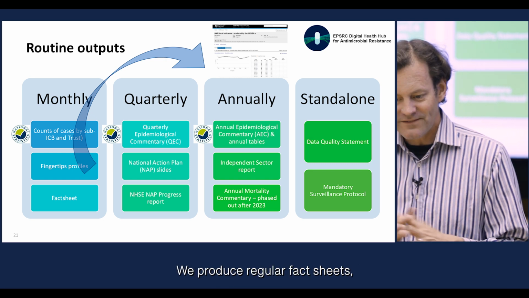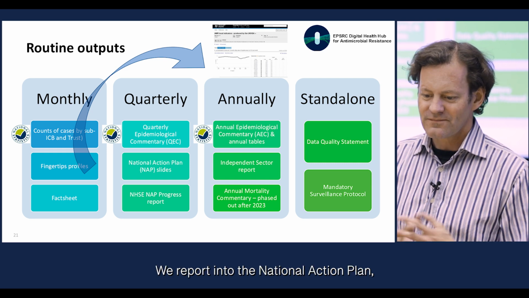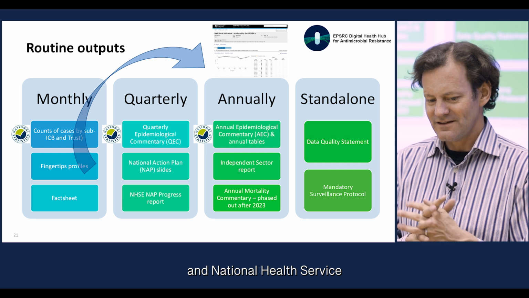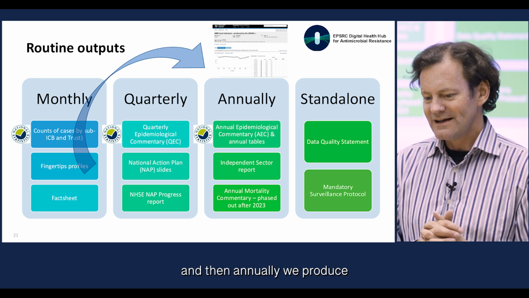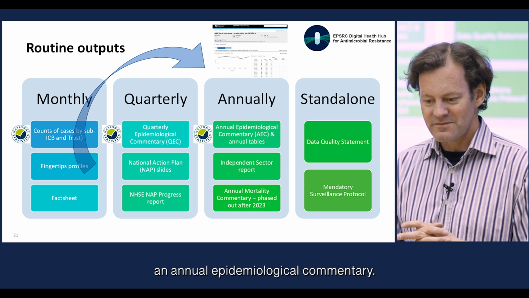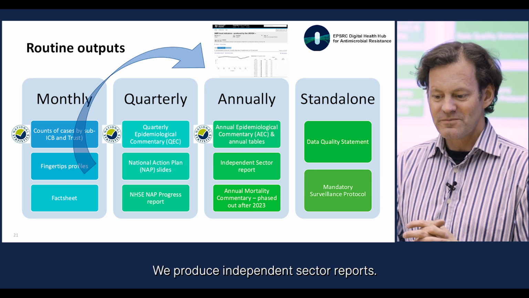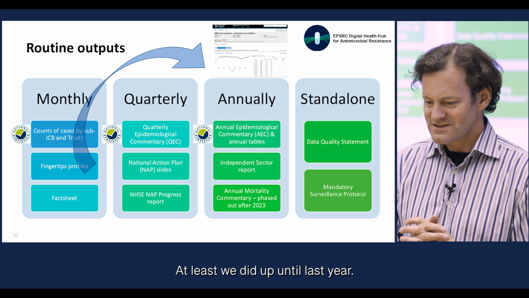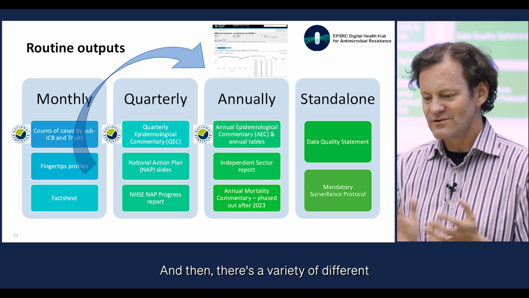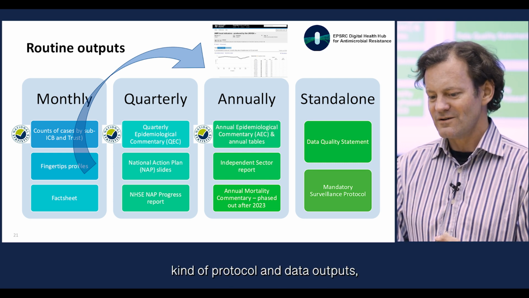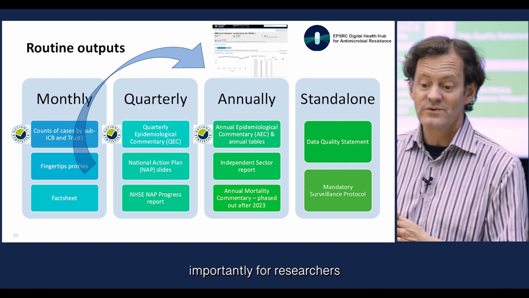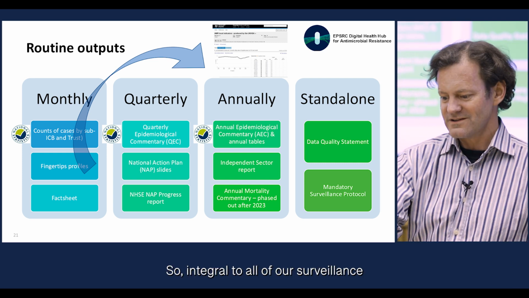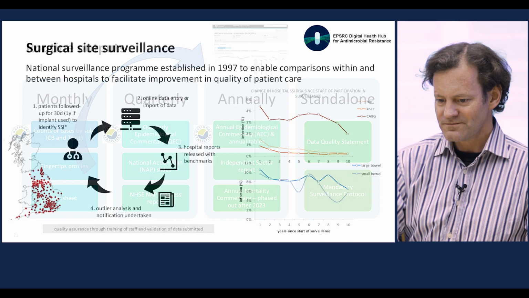We produce regular fact sheets and quarterly epidemiological reports. We report into the National Action Plan and National Health Service for England progress boards. And then annually, we produce an annual epidemiological commentary. We produce independent sector reports. We produce an annual mortality commentary, at least we did up until last year. And then there's a variety of different protocol and data outputs. And these are available, importantly, for researchers to be able to access where relevant. So integral to all of our surveillance is a digital data solution.